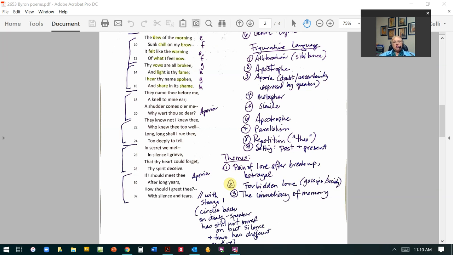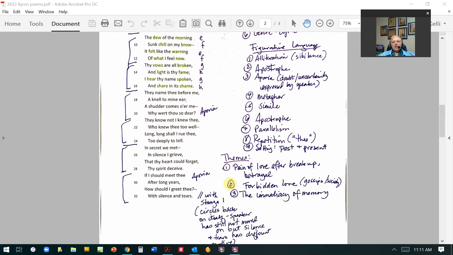He does have repetition in that he uses the "I name thee before me." Why, you know, he repeats that name. We don't know who it is, right? And the setting is past and present. He's thinking about the past and he's thinking about the present. And he's actually even thinking about the future because he says, "How would I greet thee if I should meet thee?" So he's got this hypothetical, right?